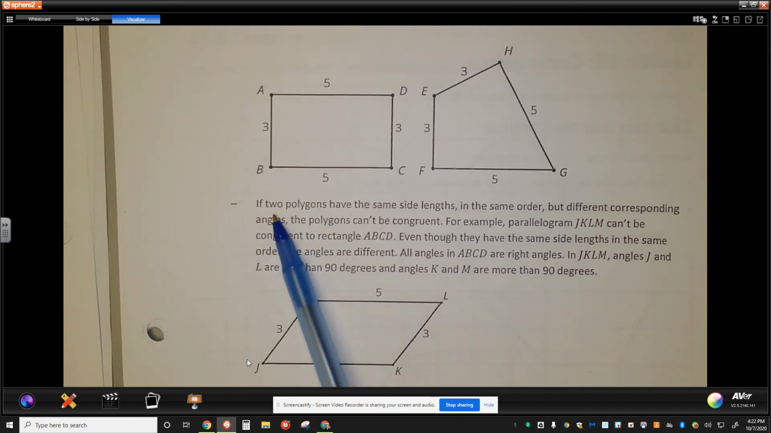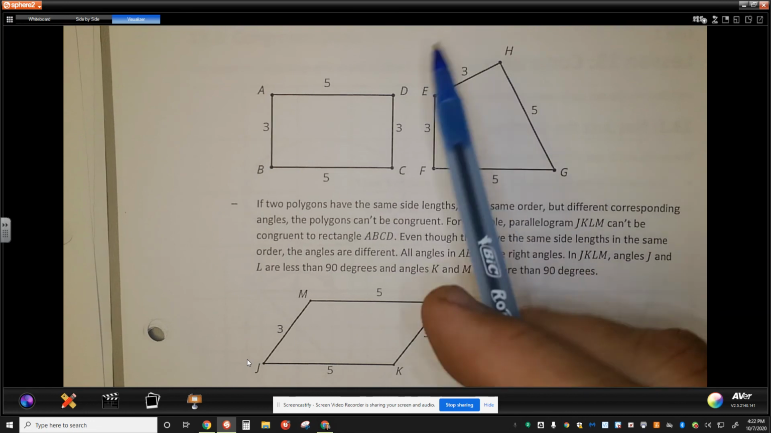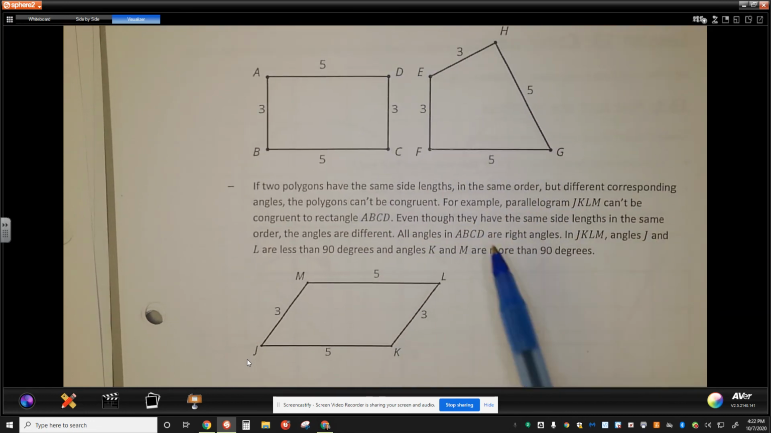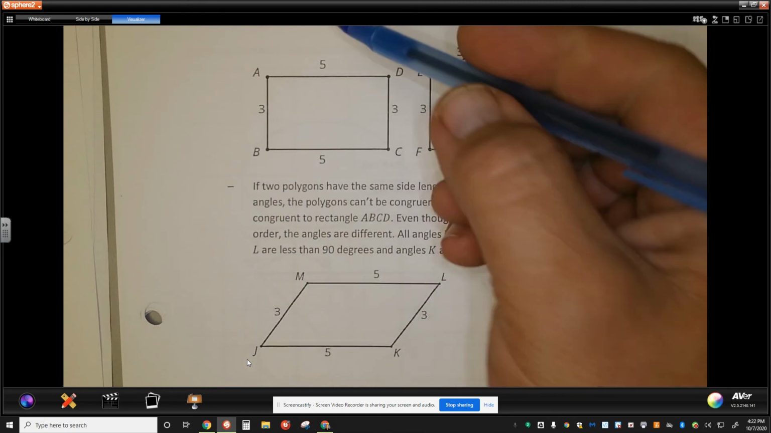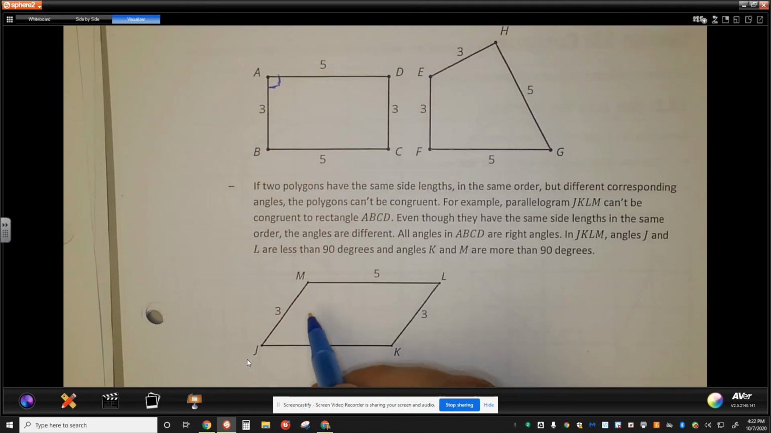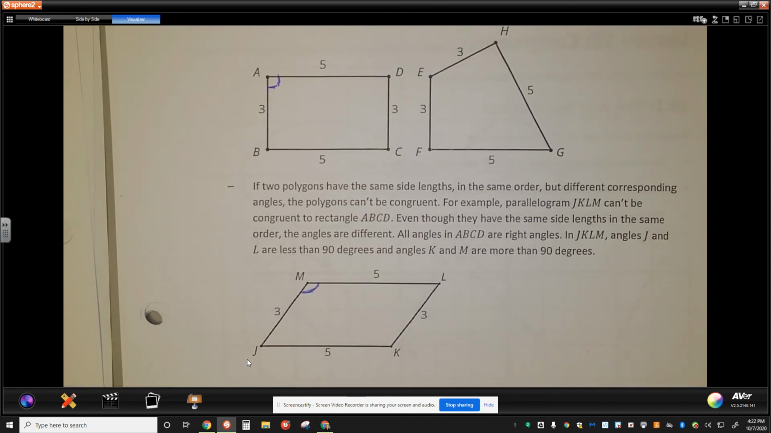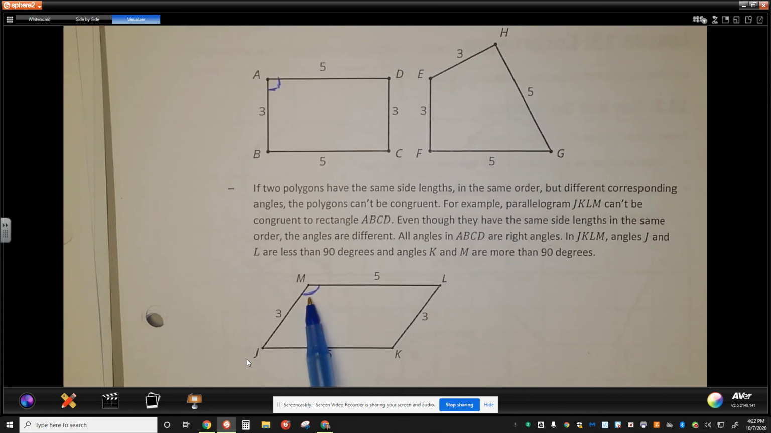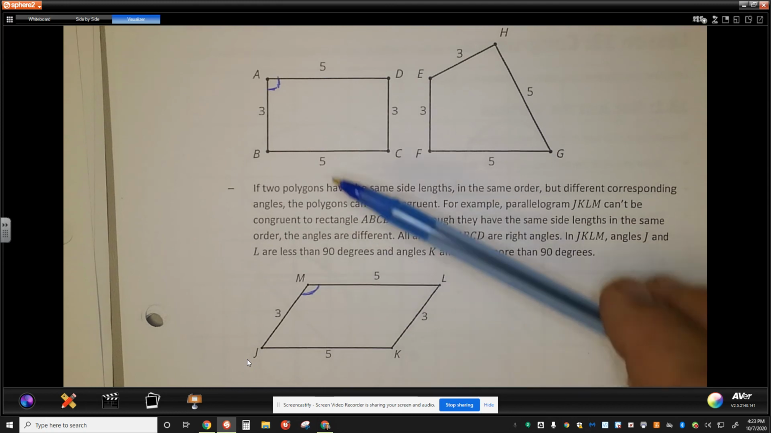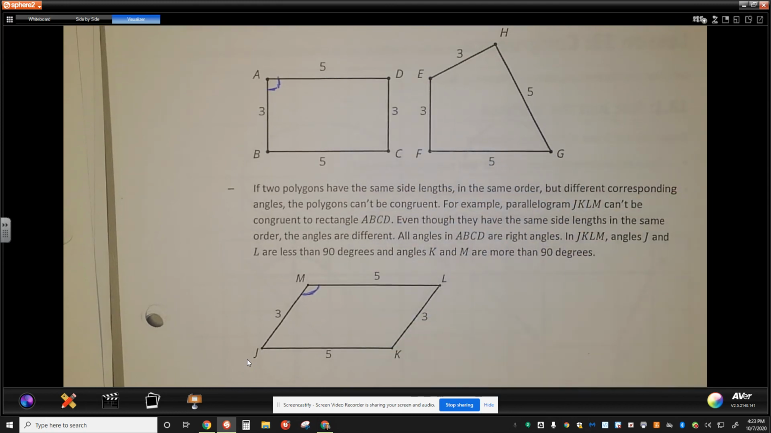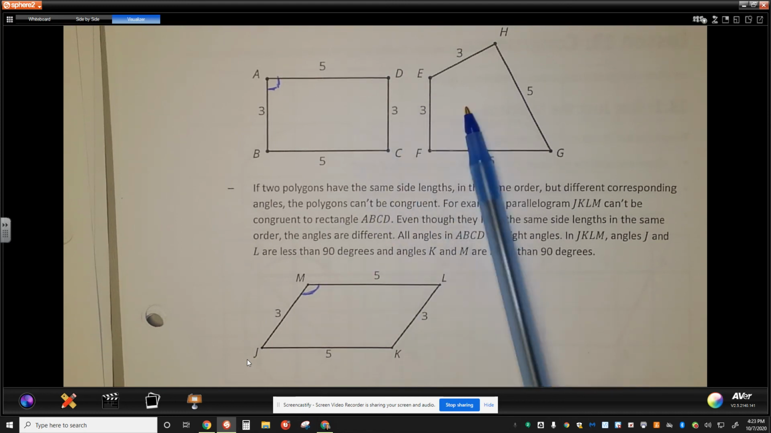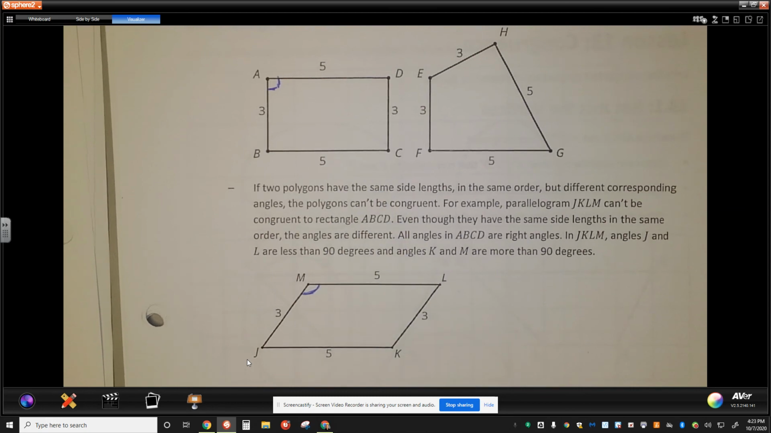Now, if we look at one last thing, if two polygons have the same side lengths in the same order, say like these two right here, we see the corresponding angles, angle A and angle M, that are in the same position on the quadrilateral, but they clearly don't have the same angle measure. Even though the side lengths all the way around are in the same order, the angle measures haven't been preserved, which means there's no rigid motion that can map this quadrilateral to this one.